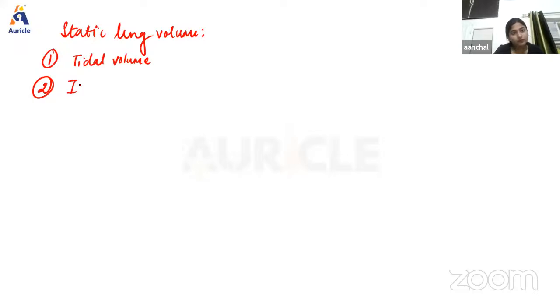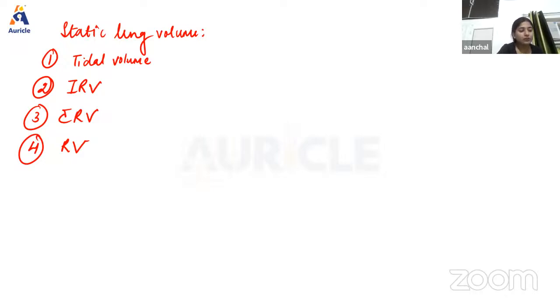So here we're going to discuss the static lung volumes first. In static lung volume, we have tidal volume, then inspiratory reserve volume, then expiratory reserve volume, and finally, we have residual volume. So one by one, we're going to discuss all these lung volumes. So first, we have the tidal volume. So what is tidal volume? Tidal volume is the amount of air that is breathed in and breathed out in a single normal quiet respiration.